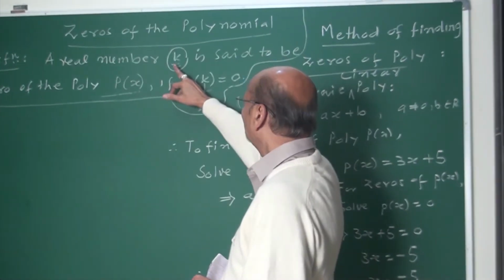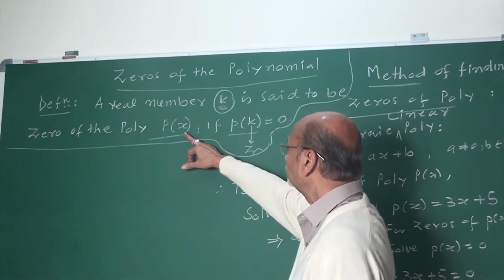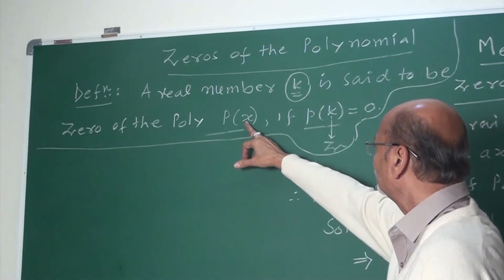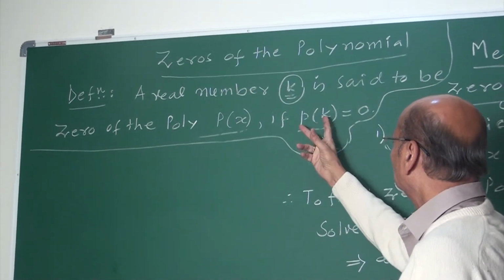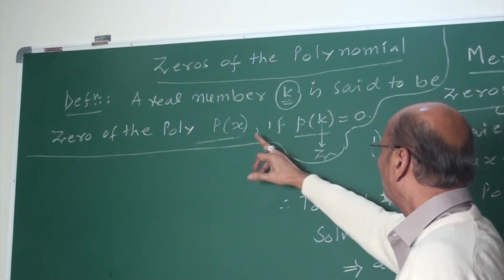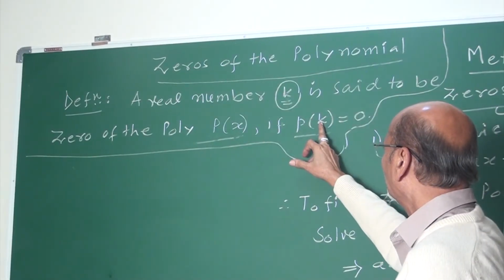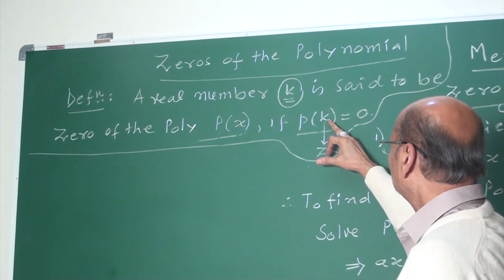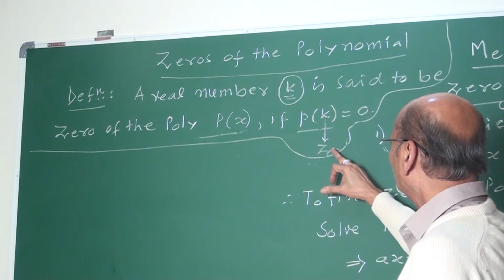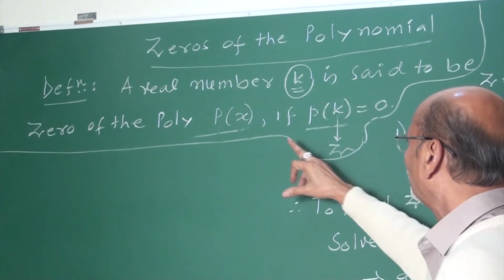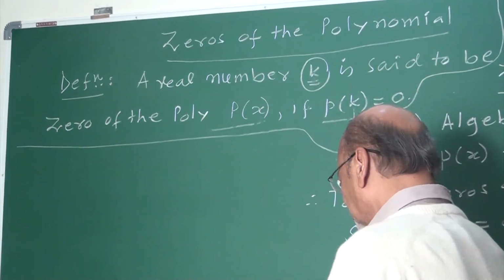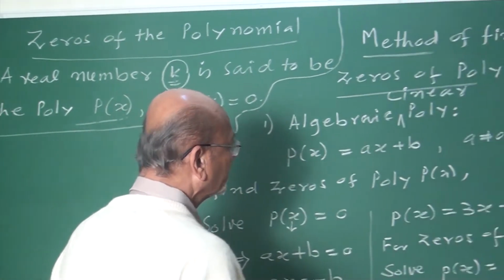Therefore, a real number k is said to be a zero of the polynomial p(x) if p(k), after substituting x equal to k, becomes 0, that is p(k) equal to 0. Then this value of x, k, is said to be a zero of the polynomial p(x), my friends. Then I have done some elementary examples with that.